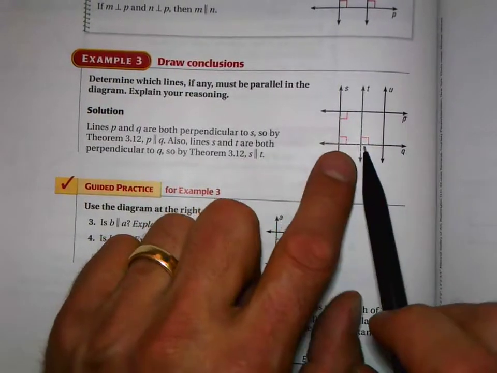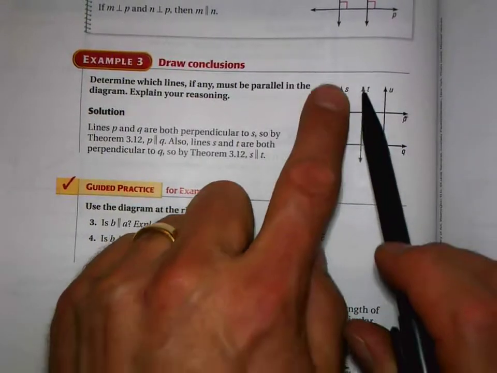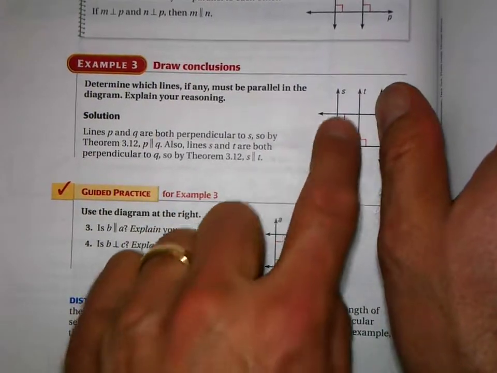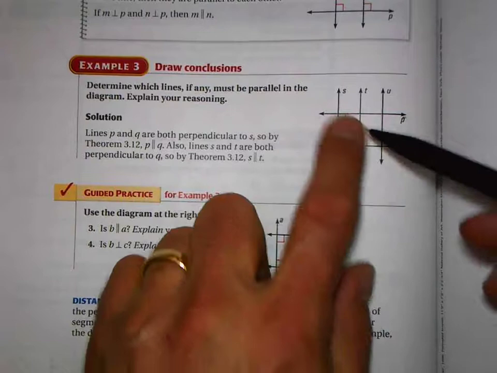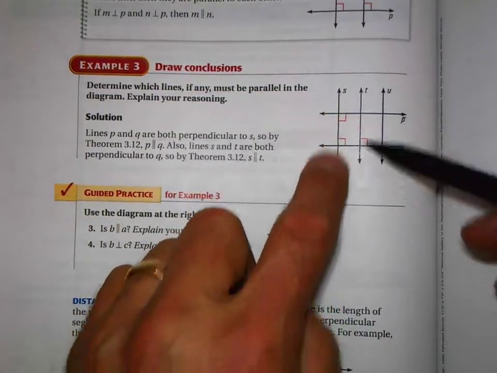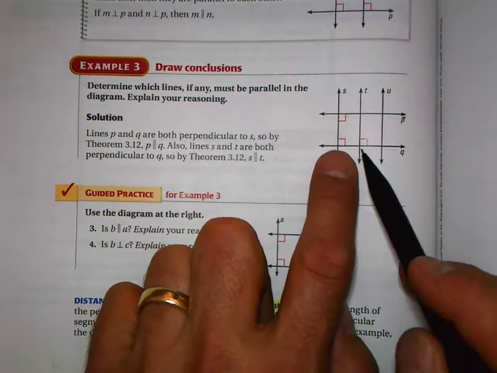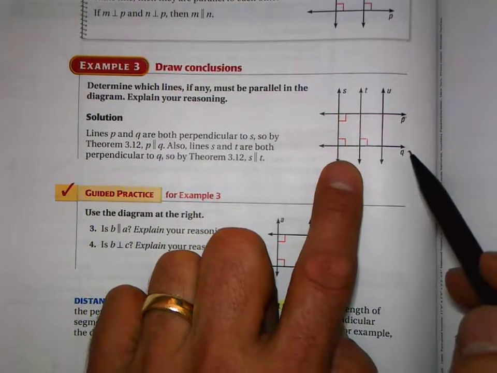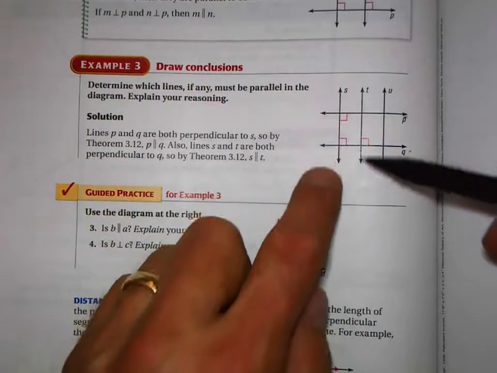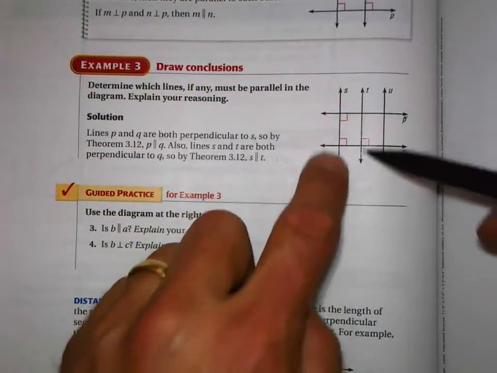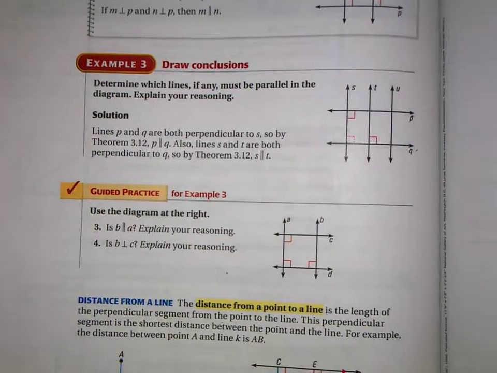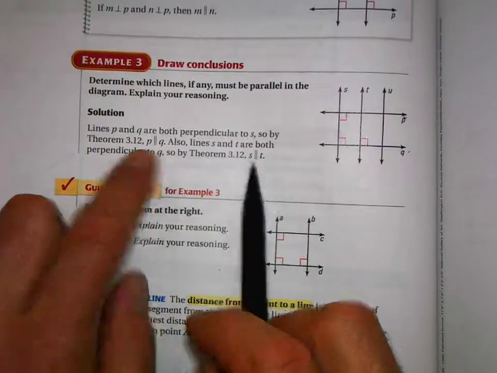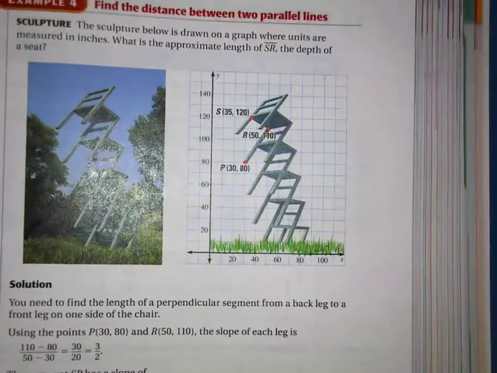Then you could do the same thing with these two lines, S and T. So let's ignore line U and also line P, and just look at lines S and T, and notice how both of those are perpendicular to the same transversal of line Q. And so therefore lines S and T are parallel with each other. And I think that's all that you can say. Yeah, just those two. All right, example number 4.